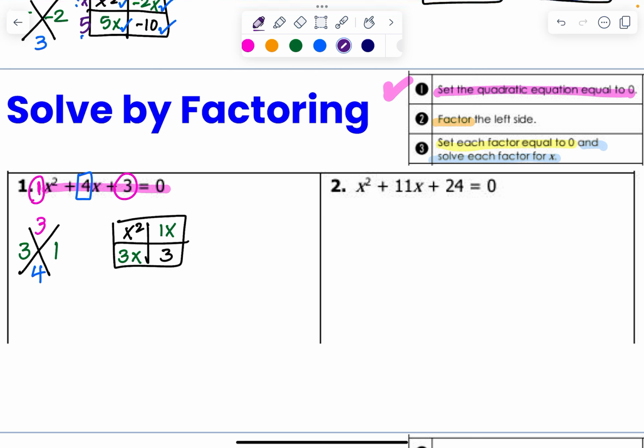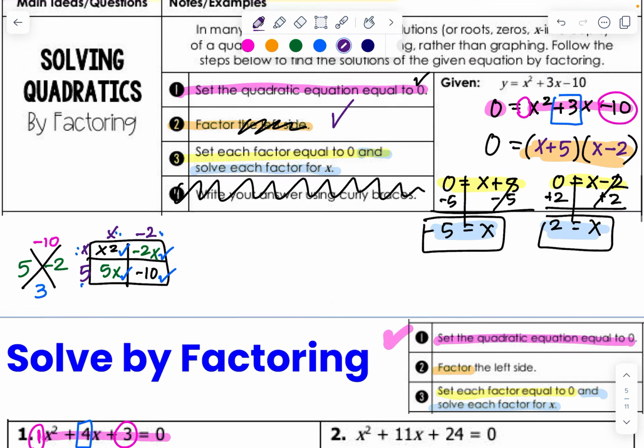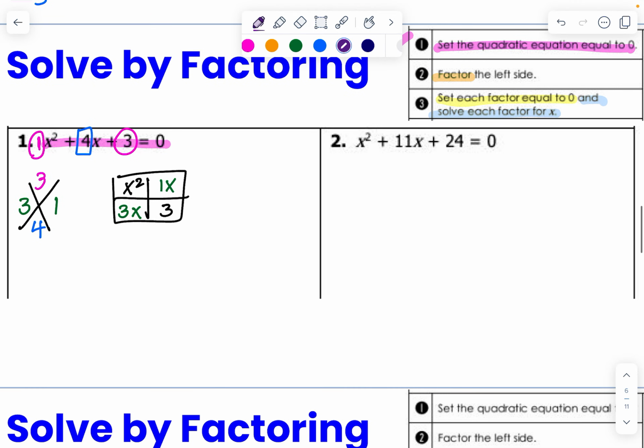And now we're ready to factor out the greatest common factor, that very first skill we were working on when we started factoring. From the top, x squared and 3x, they share an x. That's the greatest thing they share. 1x and 3, they share 1 as their GCF. x squared and 1x, they share x. 3x and 3, they share 3. Please make sure you're checking your work.